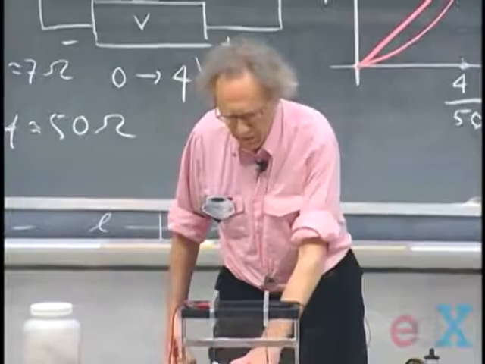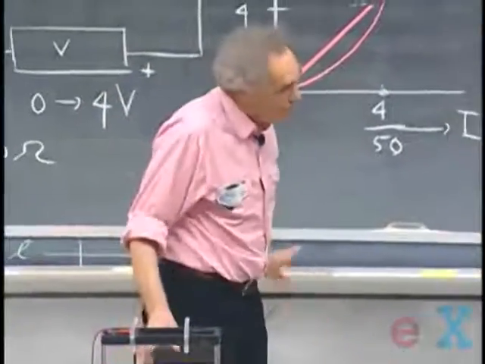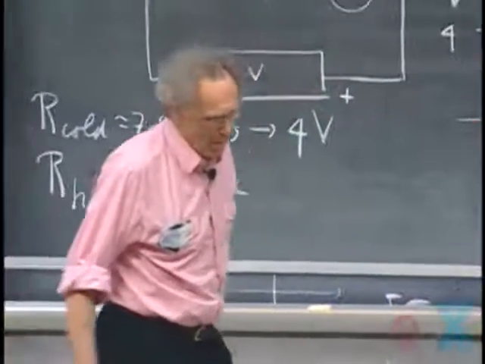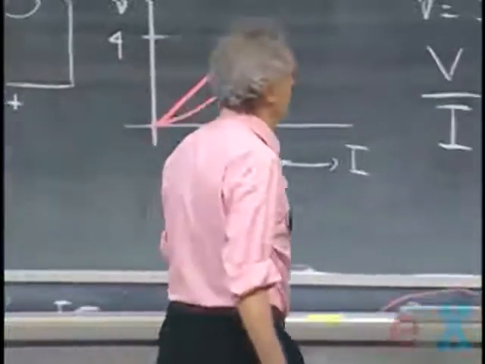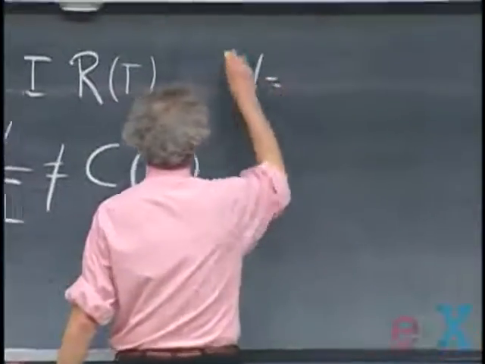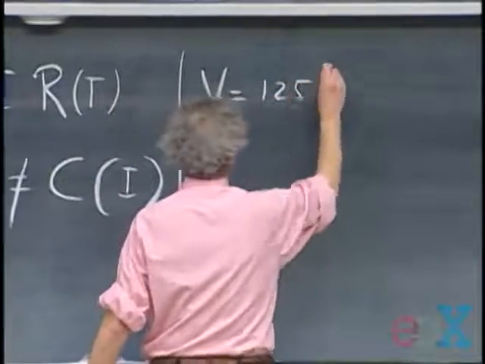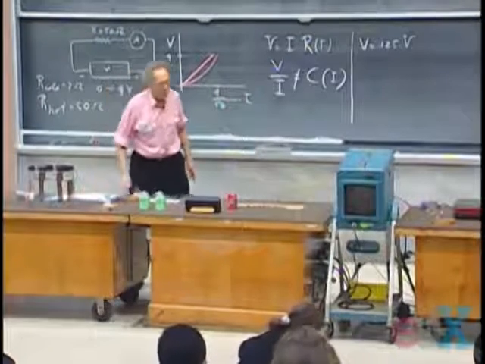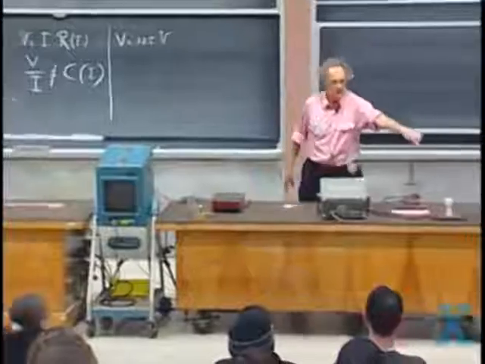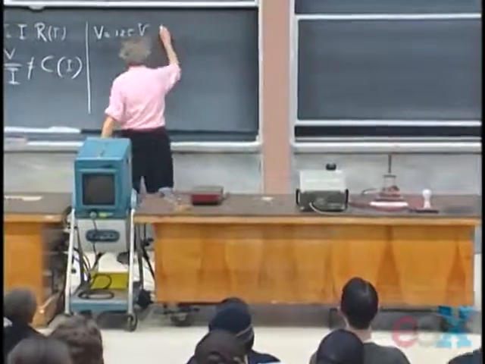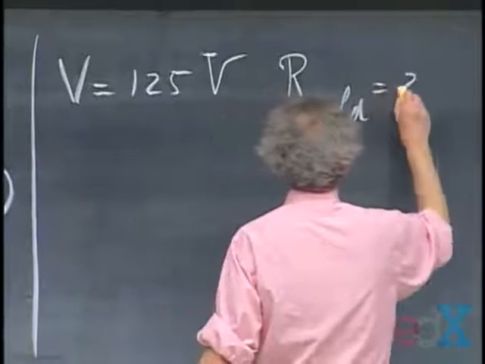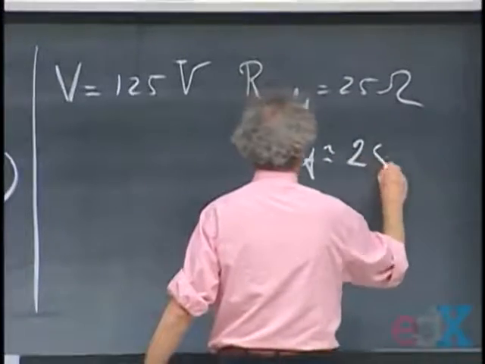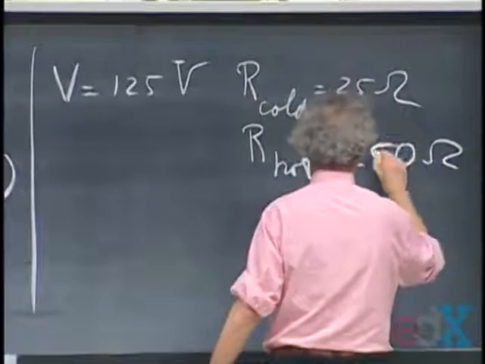There's another way that I can show you that Ohm's law is not always doing so well. I have a 125 volt power supply. So V is 125 volts. This is the potential difference. And I have a light bulb. You see it here. That's the light bulb. The resistance of the light bulb, cold, I believe, is 25 ohms, and hot is about 250 ohms. A huge difference.